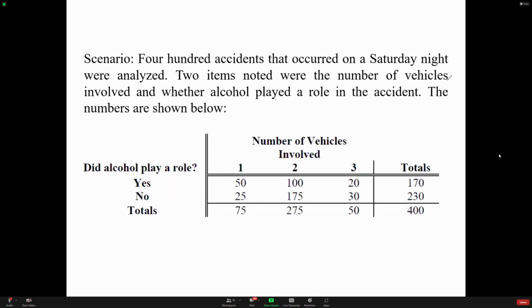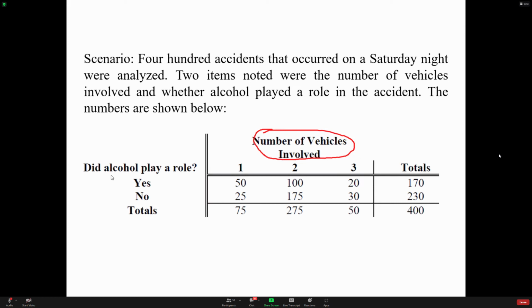All right, we can look at this question. This is a scenario-based question. The 400 accidents that occurred on a Saturday night were analyzed, so the total sample space is 400. The 2 items noted were the number of vehicles involved. There are 3 possibilities: 1 vehicle involved, 2 vehicles involved, and 3 vehicles involved.